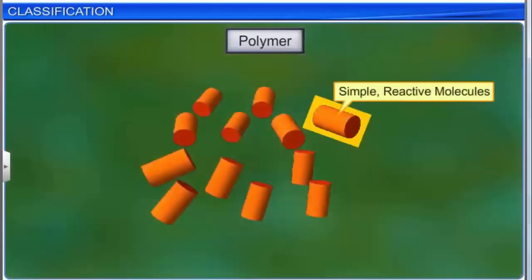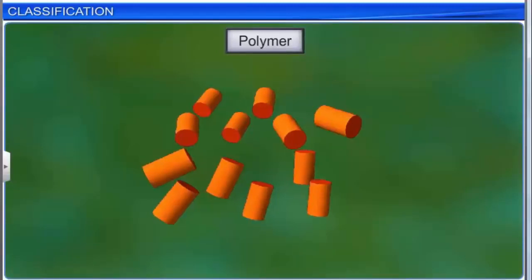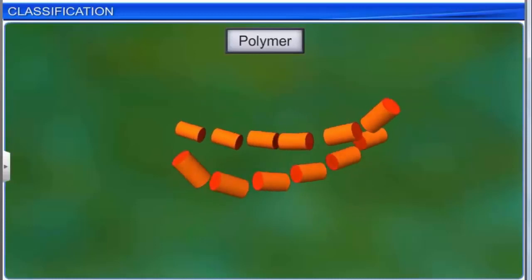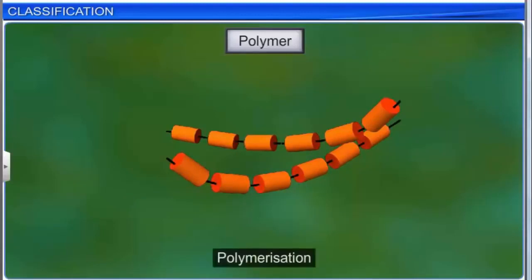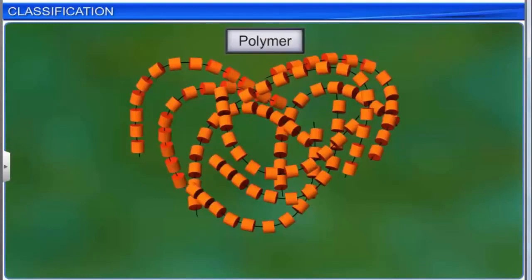Monomers are simple, reactive molecules. They join by covalent bonds to form polymers in a process called polymerization. Polymers are extremely large molecules with high molecular masses. For this reason, they are also called macromolecules.